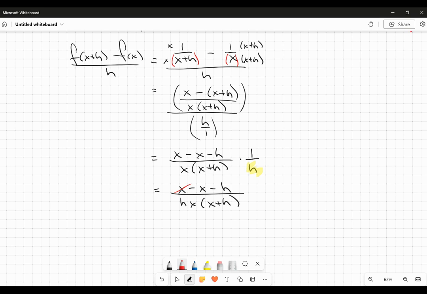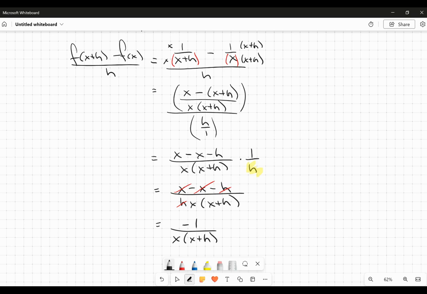The x and the negative x, they cancel. But more importantly, and this is our big clue here that we're done, the h's also cancel. Okay, in a different way here. The x's are becoming x minus x is 0, but that h divided by h is 1. And this is going to get us negative 1 over x multiplied by x plus h. That's what we're looking for when that h kind of disappears.